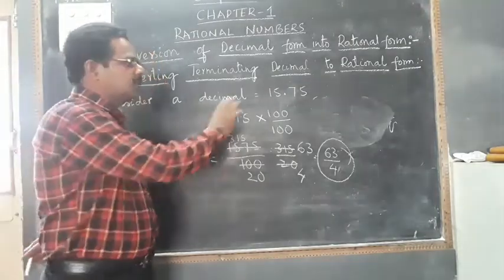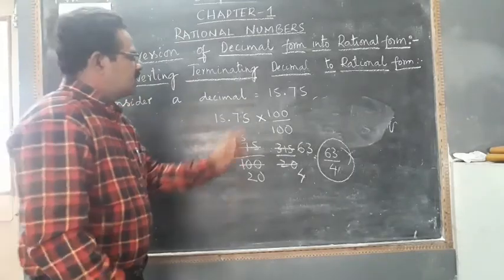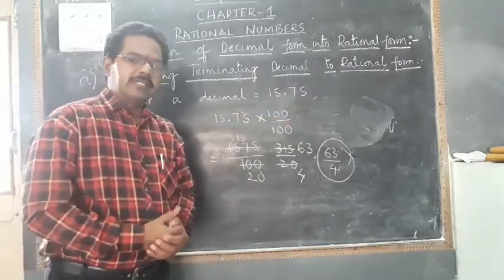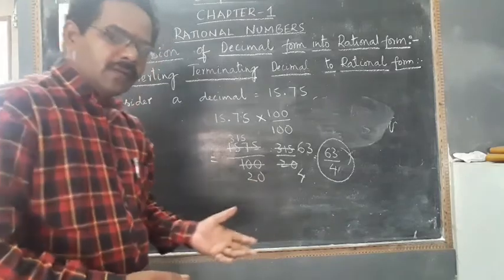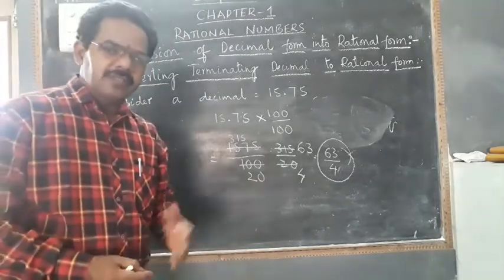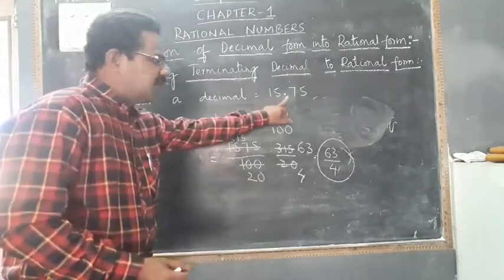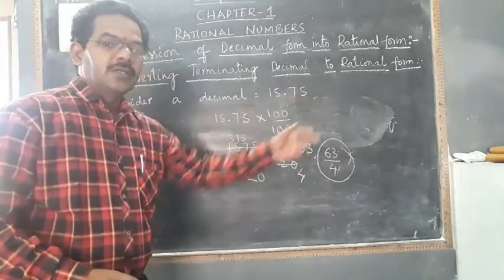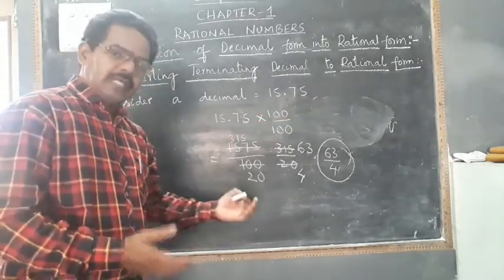So this is for two digits. Suppose after the decimal point three digits are there. What to do? Again, we have to multiply and divide with 1000. If after the decimal point four digits are there, you have to multiply and divide with 10,000.